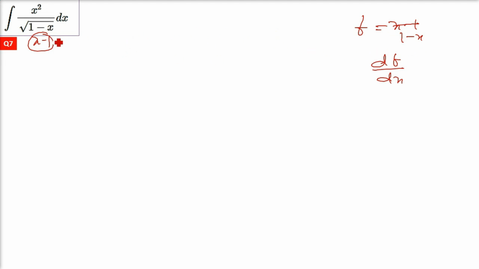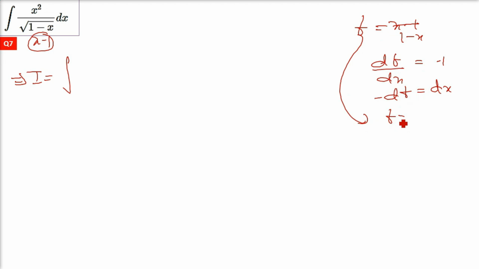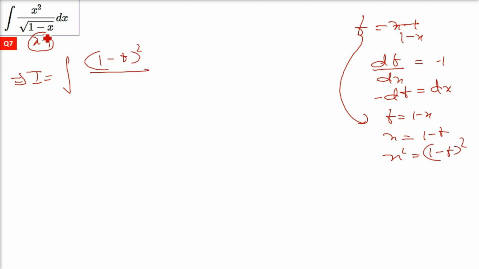But since it's in front of us under root 1 minus x, now I'm taking t equals 1 minus x. What is dt by dx? It will be negative 1. And please don't forget to keep this negative. So even if I do something here and there, just be cautious. Negative dt will be dx. T will be equal to 1 minus x. From here we can find out x. So x will be 1 minus t. X square will be 1 minus t whole square. So the numerator becomes 1 minus t whole square. The denominator becomes under root t.